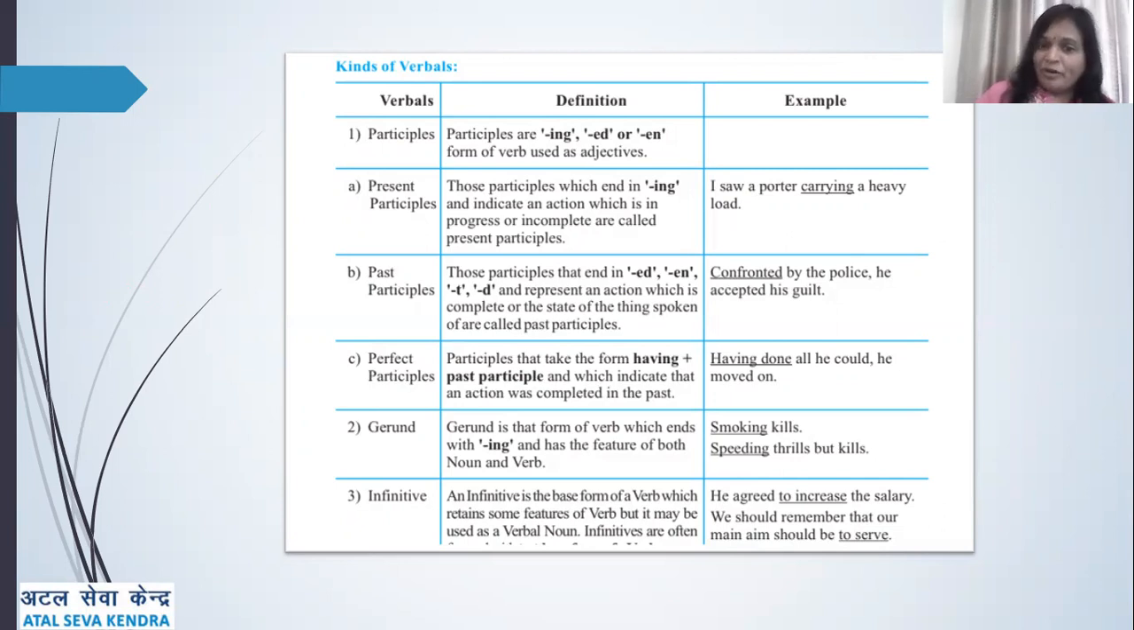An infinitive, as we already discussed, is the base form of a verb to which to is affixed. All right. He agreed to increase the salary. We should remember that our main aim should be to serve. So here you find base form of verbs. And before the base form of verb, what is added? To. Such words are infinitives.